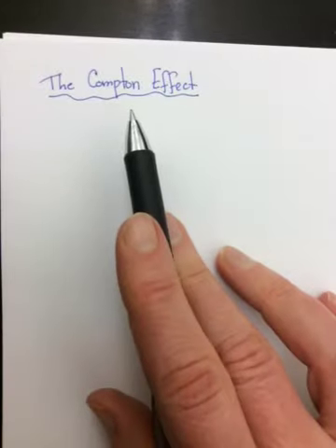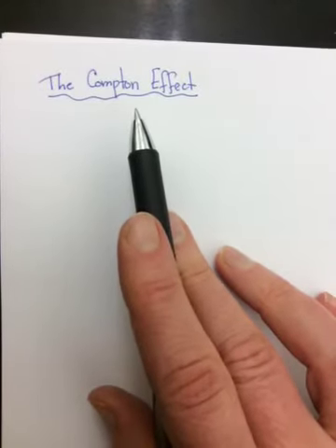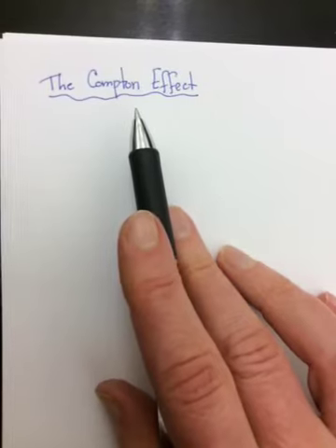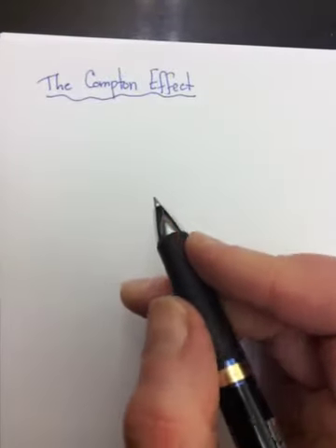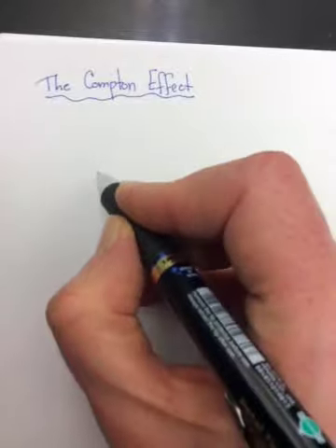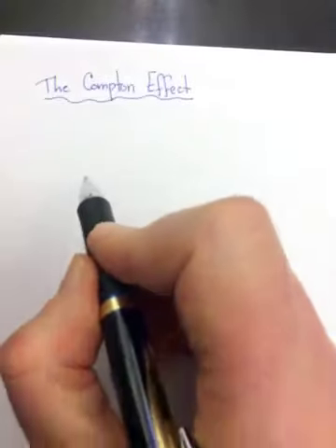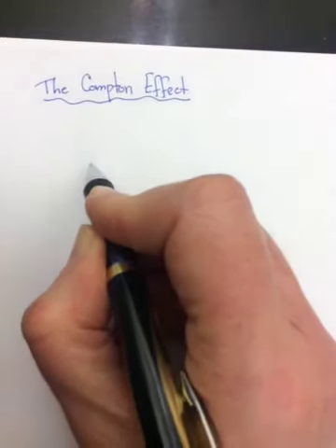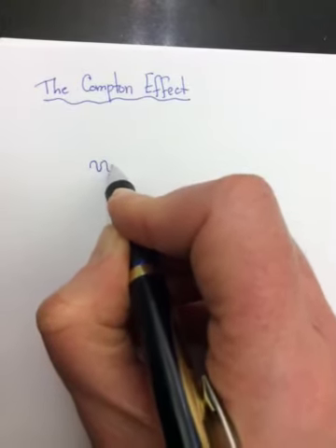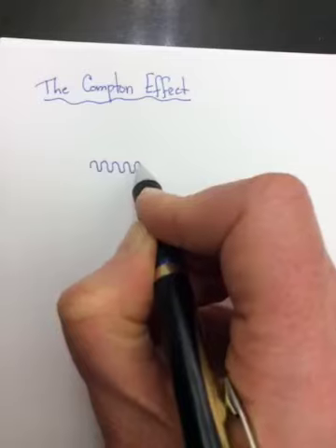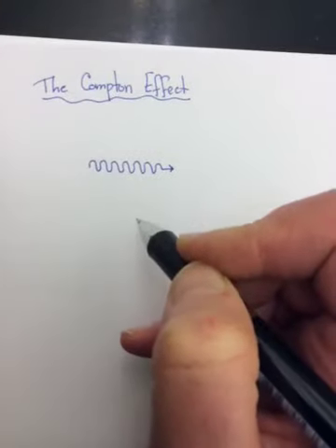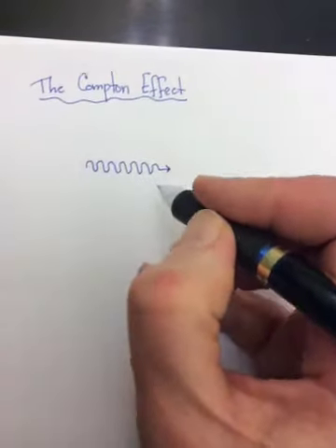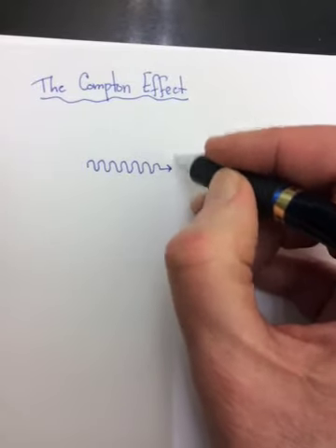Okay, so the Compton effect is named after Sir Arthur Compton. So he was British, and the Sir means he was knighted. Okay, and what he did was he took high energy radiation, X-rays. And when you have high energy radiation, that means you get photons that have high energy, right? So high energy means high frequency, which means short wavelength. So imagine that we have high energy radiation striking a surface, okay?